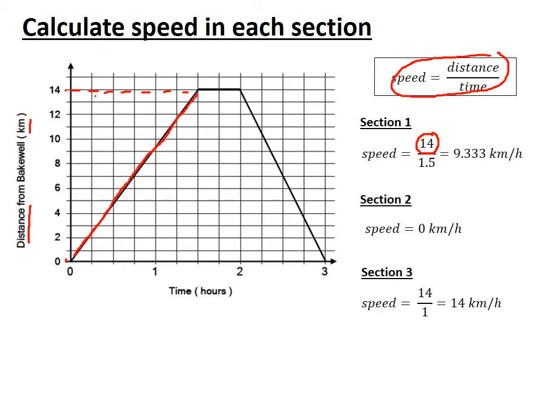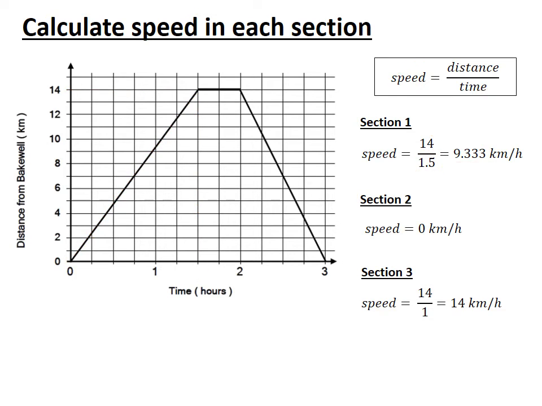Now, how long did it take to do 14 kilometers? Well, we can draw another dotted line down here, and we can see that it took 1.5 hours to do that journey of 14. So we put 1.5 underneath, and if you divide 14 by 1.5, you get 9.333 recurring, but we can just put a dot there, and it's kilometers per hour.